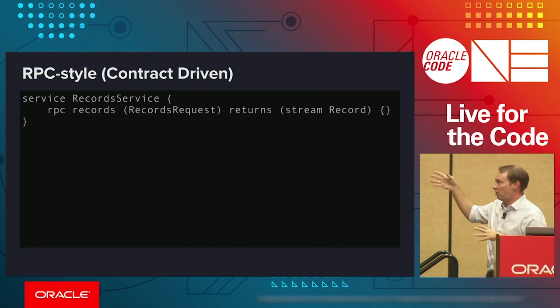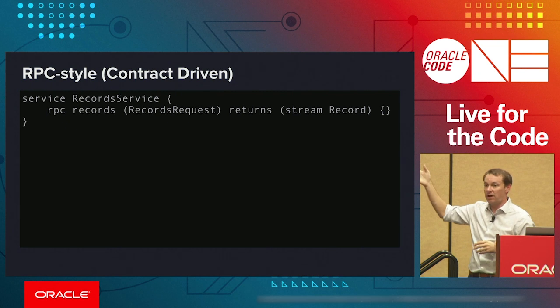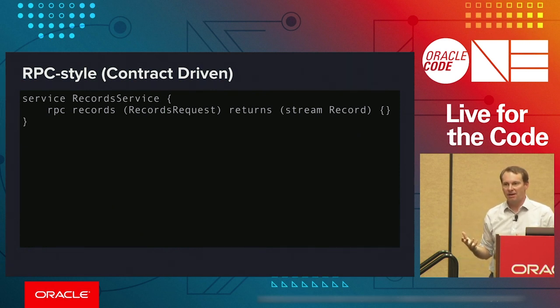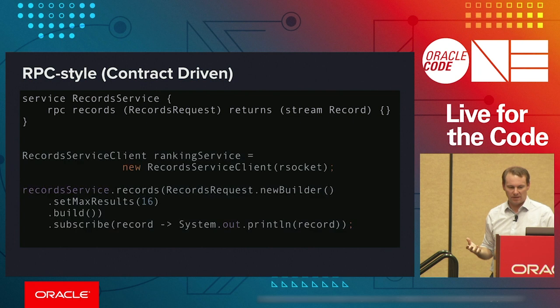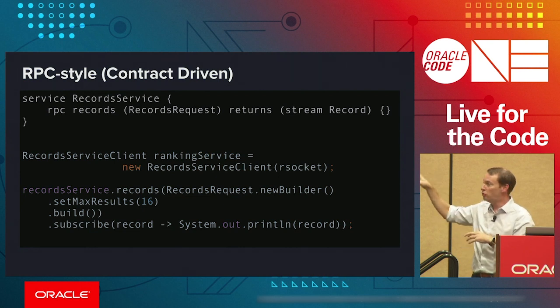If we take a look at that RPC contract-driven style, you can imagine a record service here, and we define a protobuf definition that says a records request returns a stream of those particular records. That means we can generate code from this. And the code we generate looks a lot more idiomatic. It matches our internal programming model and under the hood translates onto those RSocket frames and that RSocket API, but doesn't require you to know it, right?